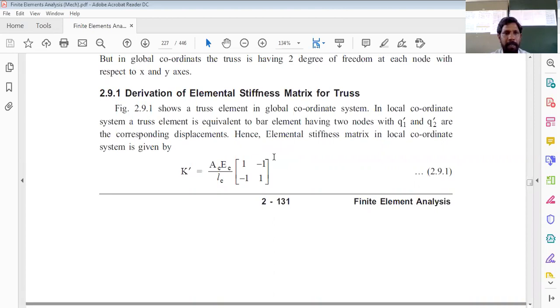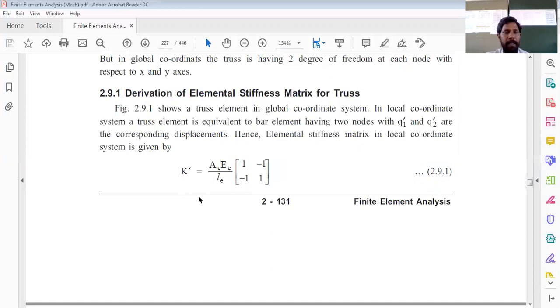So totally, if you consider a single truss element in global coordinate, then there will be two nodes with 2 degrees of freedom at each node. So overall, there will be a 4 degree of freedom system for a single link element when it is considered in global coordinate system. So let us have the derivation of the elemental stiffness matrix for the truss. For this, we require the stiffness matrix of bar.